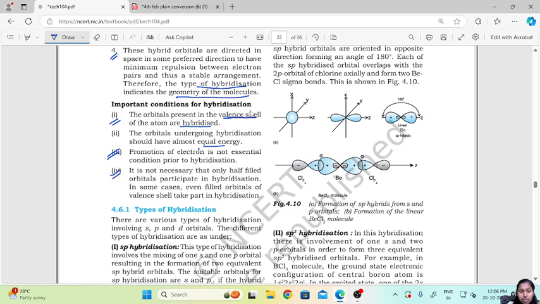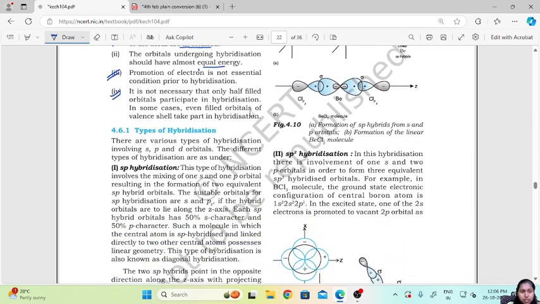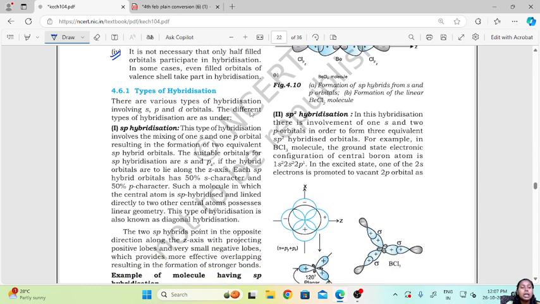It is not necessary that only half-filled orbitals participate in hybridization. In some cases, even filled orbitals of the valence shell take part in hybridization. Every time when hybridization takes place, you can see there are some unpaired electrons. We call them half-filled orbitals, but it is not always necessary that the orbital should be half-filled for hybridization to take place. Even some completely filled orbitals of the valence shell also take part in hybridization.